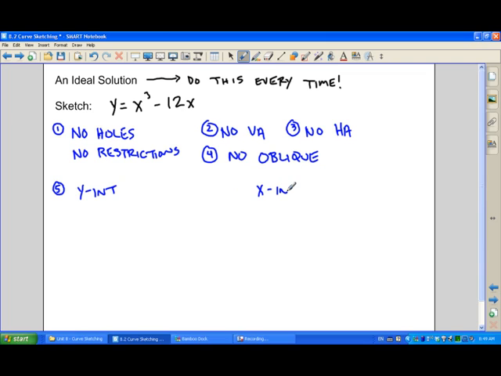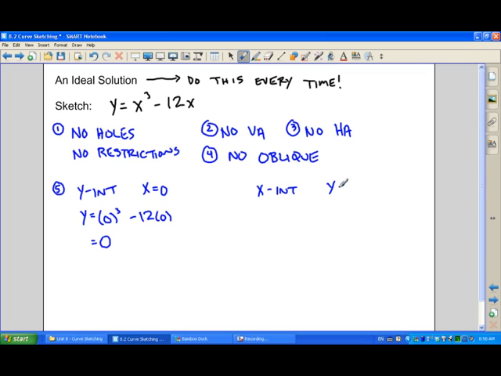So next up, I want to identify the y-intercept and the x-intercepts. Y-intercepts happen whenever x is equal to 0. So in my equation, I can sub 0 in for x. And I, of course, get y equals 0.